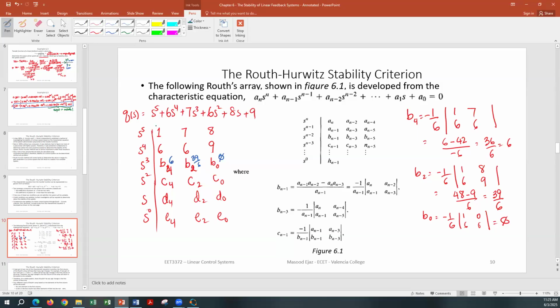So let me write this down. This is an minus 1, an minus 2, and an minus 4. And this is an minus 1, an minus 3, and an minus 1. N is, of course, the highest power, which is 5. So A5, A3, A1, and A2, A4, A2, and A0.